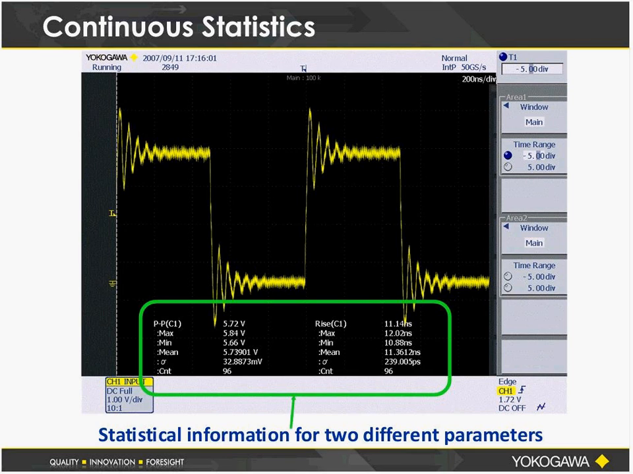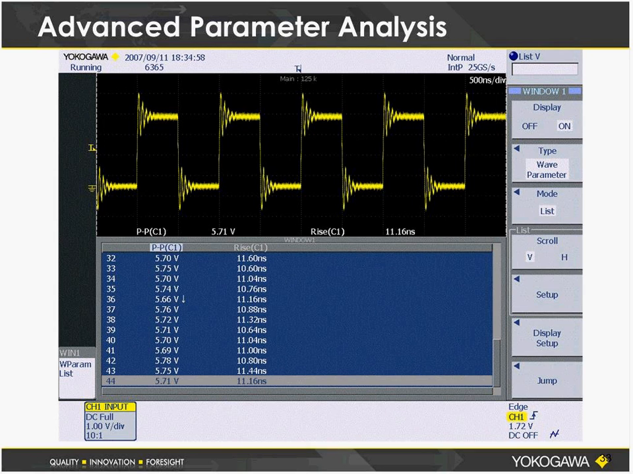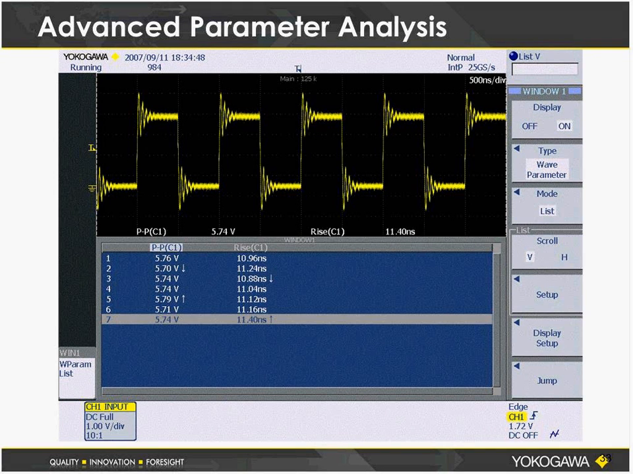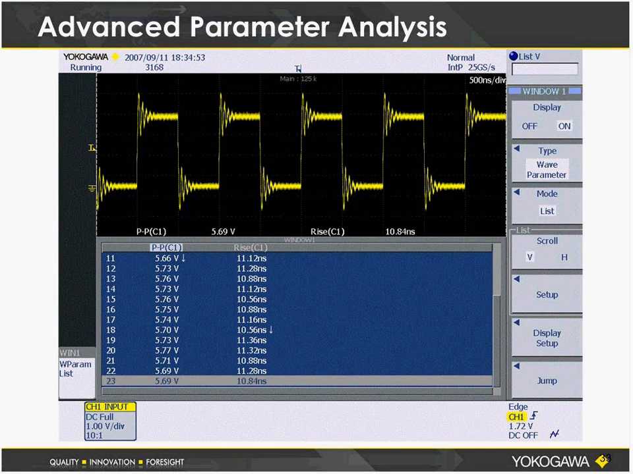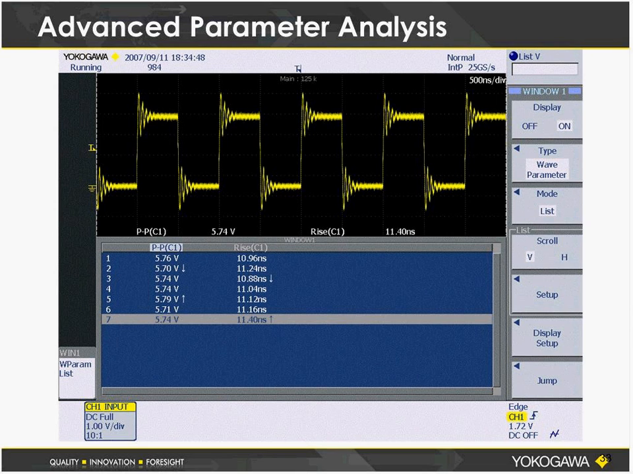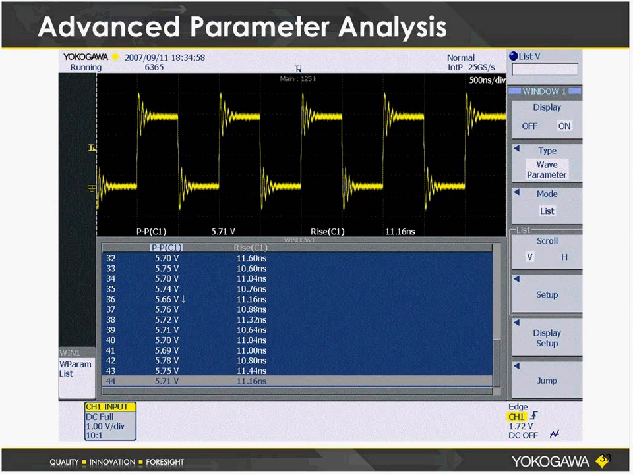Again, regarding statistics, basic statistic measurements here we're showing statistical information over time continuously. And I mentioned advanced parameter analysis. Maybe we want to look at those measurements, peak-to-peak or rise time, over multiple acquisitions or on a cycle-by-cycle basis. And some more advanced oscilloscopes will allow you to do that. So you can actually go through and take a finer look at those specific measurements.